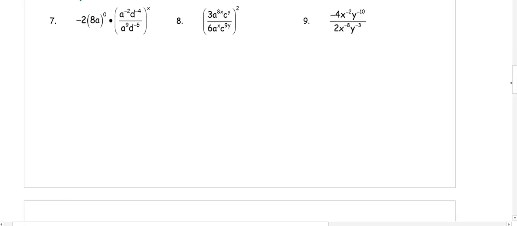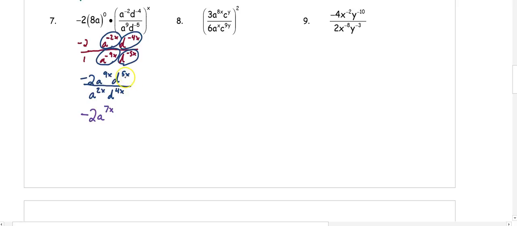Number 7. Notice in number 7 there is a 0 exponent, so I'm going to deal with that first. When I have a 0 exponent, that just becomes 1. So that leaves me with -2, and I'm going to distribute my exponent. So everything's going to get multiplied by x. So -2 times, and then my other fraction, a to the -2x, d to the -4x, a to the -9x, d to the -5x. Now, I can multiply 2 with the fraction if I put 2 over 1, which means that 2 just becomes part of the numerator and 1 just becomes part of the denominator. These also have negative exponents, so they need to switch their location in the fraction. -2 does not switch, though, because -2 is a negative number, not a negative exponent. -2a to the 7x. D, 5x is larger again, so 5x minus 4x gets us d to the x. And this is my final answer.